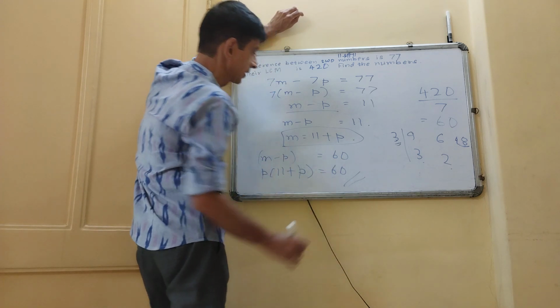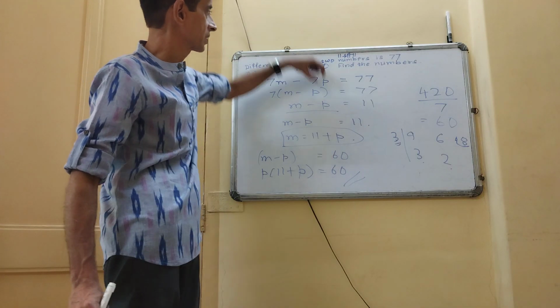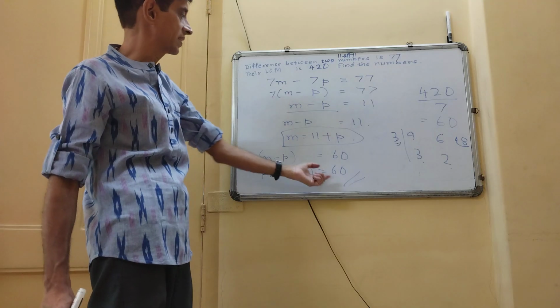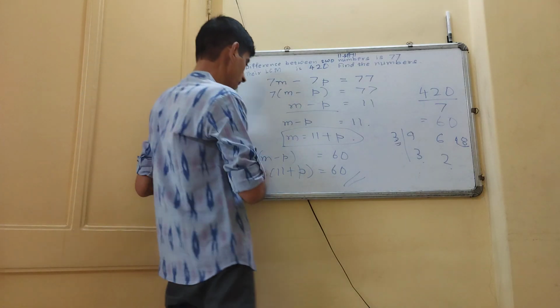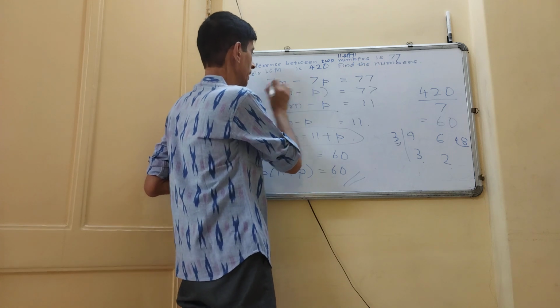This reduces my calculation to small numbers. 420 into 7, I would have had to factorize. Now I am just factorizing 60. This is the other method, using the concept of HCF.